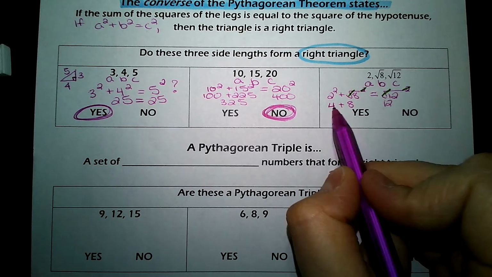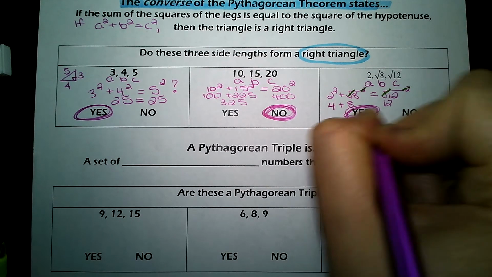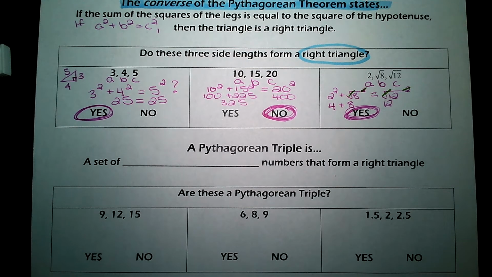Is 4 plus 8 equal to 12? Yes, it is. So this is a set of side lengths that would form a right triangle. They fit into the Pythagorean theorem. Even though they're funky little square roots, they still work. Alrighty, so make sure you can use the converse here.